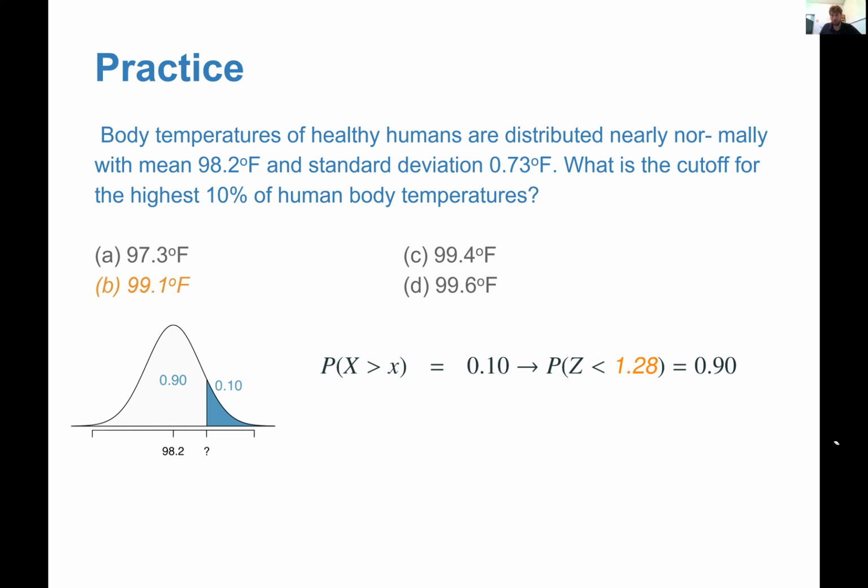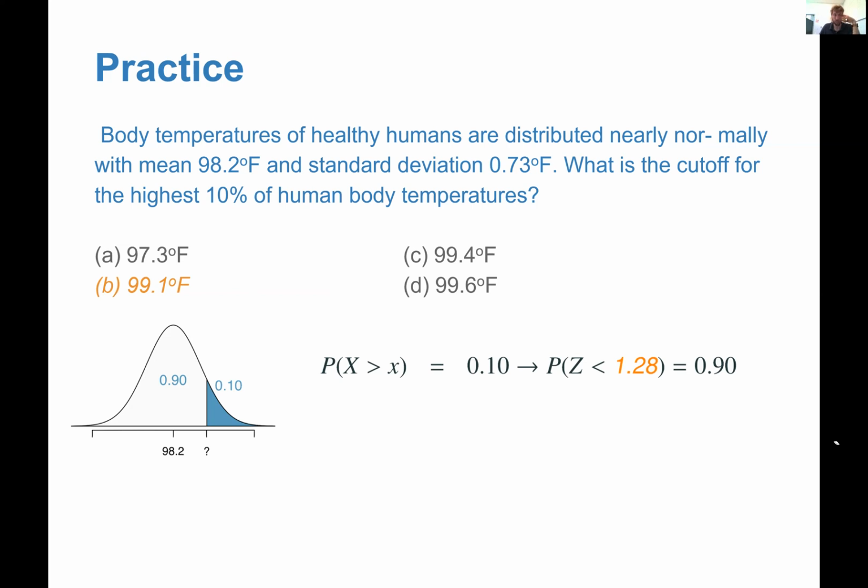Your book's table only looks up left sides. It only looks up percentiles. So if you're ever doing a right side, you always have to translate it into the left side. So 10% on the right means 90% on the left. So now we're doing a backwards lookup for 90%.